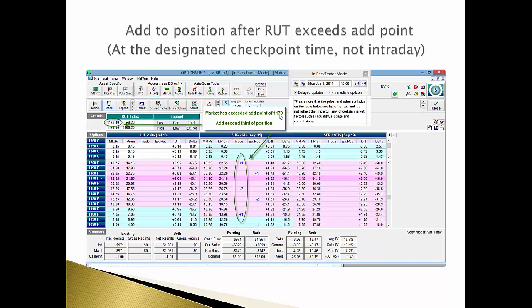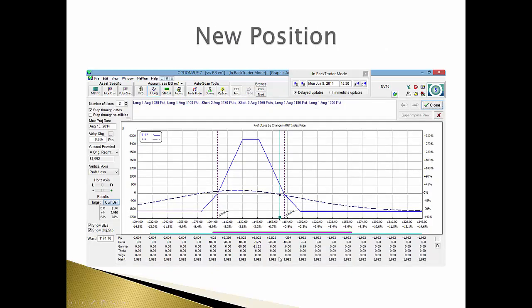So like I said, I'm not sitting here in front of the computer waiting for it to touch 1170. Essentially, I come in, I look at my checkpoint, and I'm significantly over 1170. Let's add the second third of my position. So if that's the case, I go 20 points higher with my butterflies. My original butterflies are 1130. My new butterflies are at 1150. I do the same thing. I sell my 2 1150 short, buy my wings 50 points out. This is what my new position looks like.